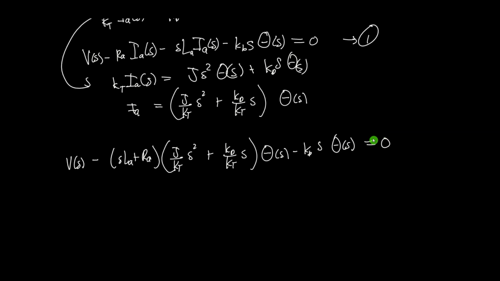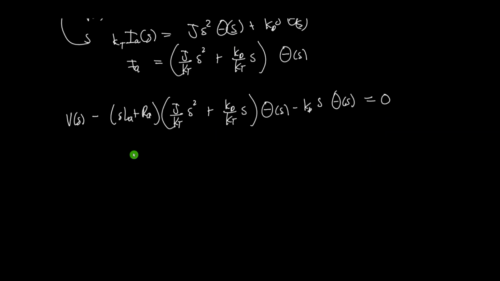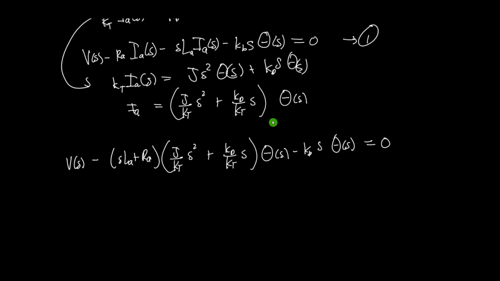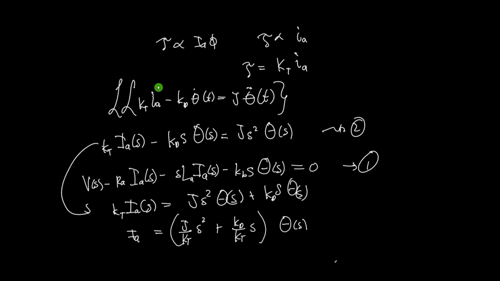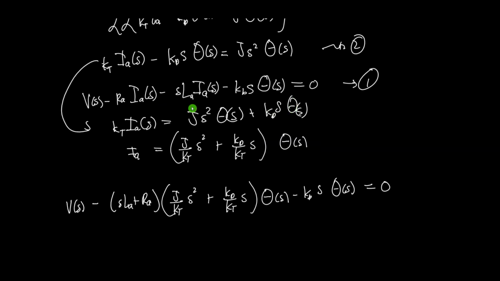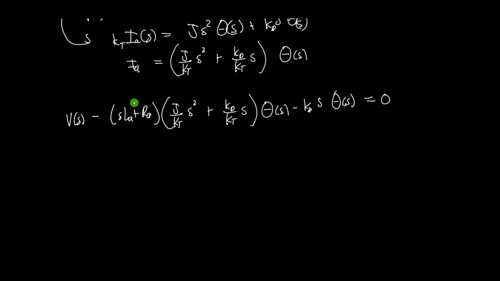Now, if we look at our equation, these are in terms of the voltage and only theta. The others are constant. LA, RA, J, KT, KB, those are all constants. So we remove the other variables in our equation by just substituting the values here.